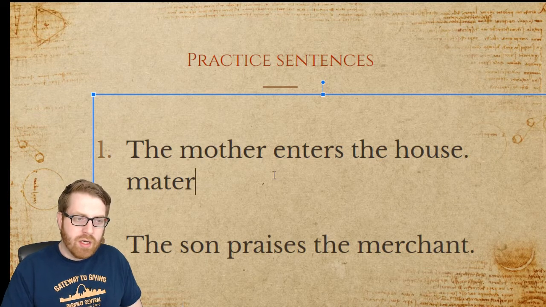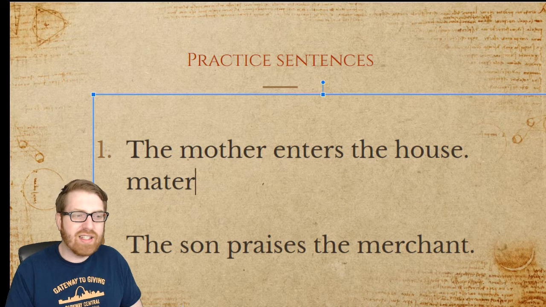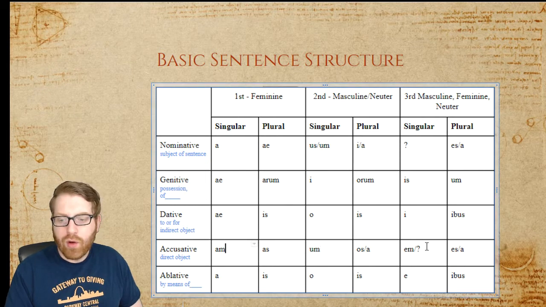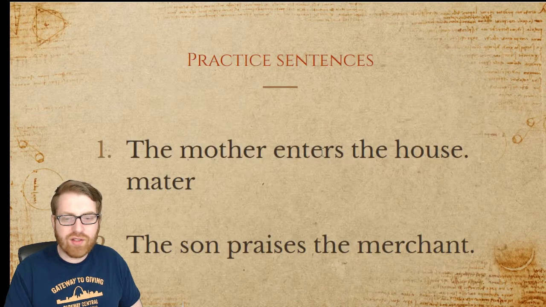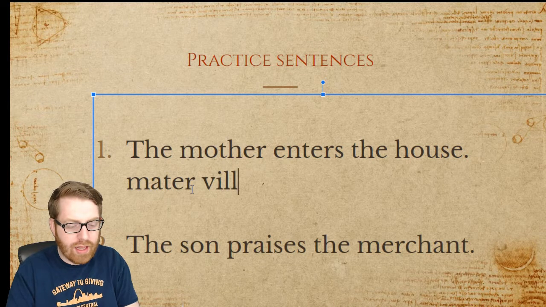All right? So, enters the house. We know that the house is being acted upon, so it needs to be accusative. We have one house, because it's not houses, so we'll need an AM, UM, or EM ending. Hopefully you remember that the word for house is villa, so the accusative form of villa would be villam.